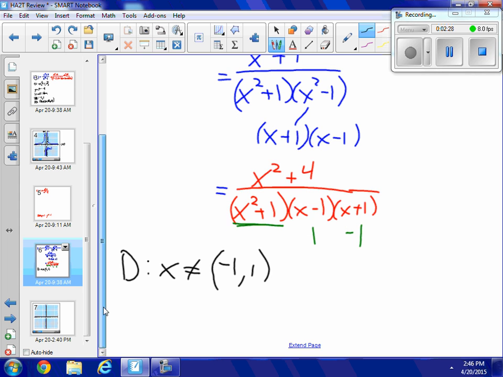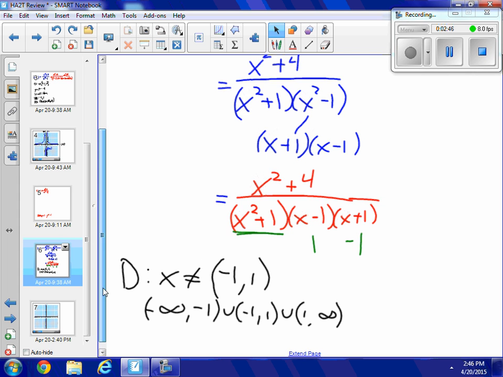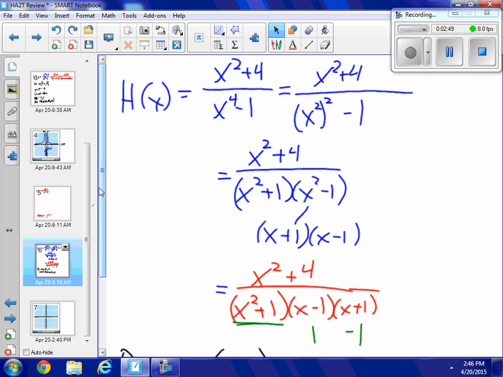Or if I want to write it in interval notation, I would go negative infinity to negative 1, union negative 1 to 1, union 1 to infinity. That's my domain. Second step, write R in lowest terms. Well, if I'm looking at it here in its most factored form, I don't see anything that I can cross off the top and the bottom. There are no common factors in the numerator and the denominator. So this is the function in lowest terms.